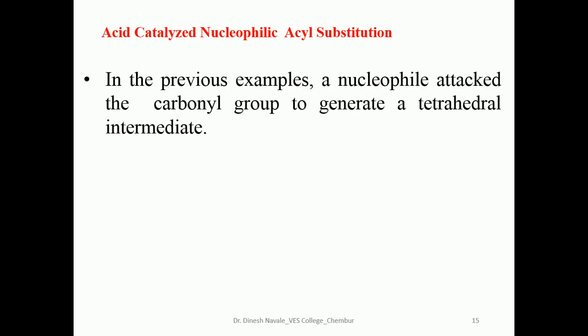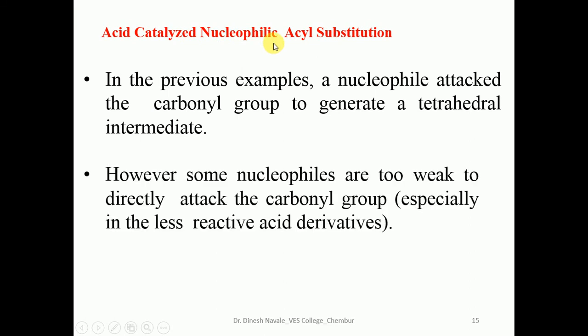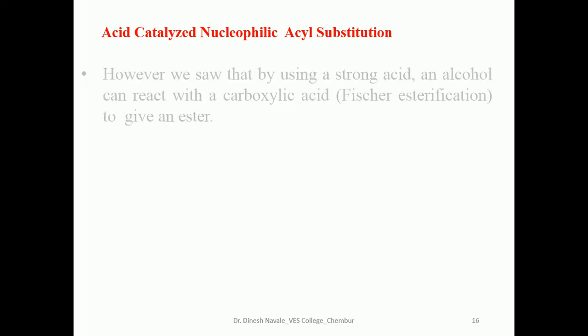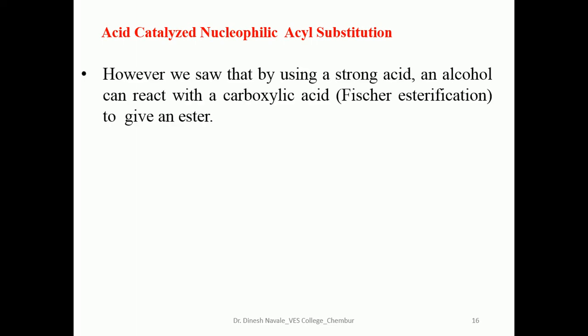In the previous example, we saw a nucleophile attack the carbonyl group to generate the tetrahedral intermediate. So it is an acid catalyzed nucleophilic acyl substitution. However, some nucleophiles are too weak to directly attack the carbonyl group. For example, an alcohol will attack an acid chloride but not a carboxylic acid. However, by using a strong acid, an alcohol can react with a carboxylic acid, like in the Fischer esterification, to give an ester.